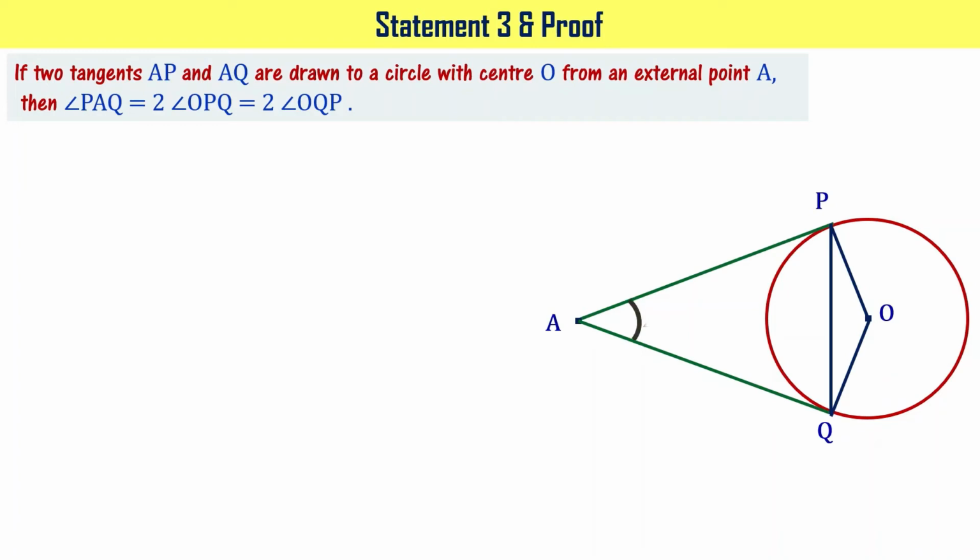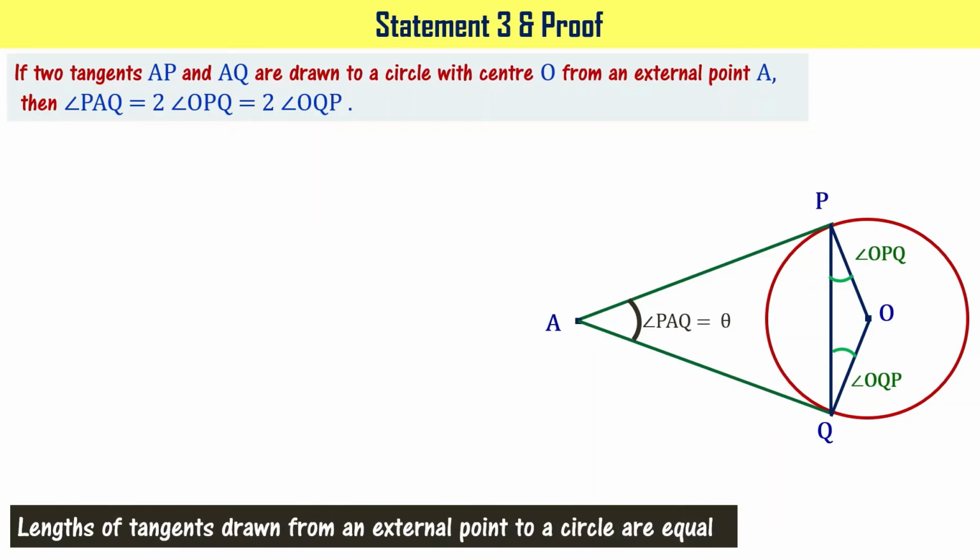Let me mark angle PAQ and denote it using theta. And the other angle is angle OPQ, that is shown using a green color arc. And let me draw the other angle, that is angle OQP, and show it using a green color arc again, right? You have seen three angles marked in the figure now, right? We have to find the relation between them.